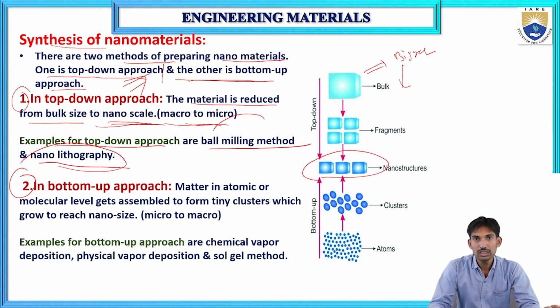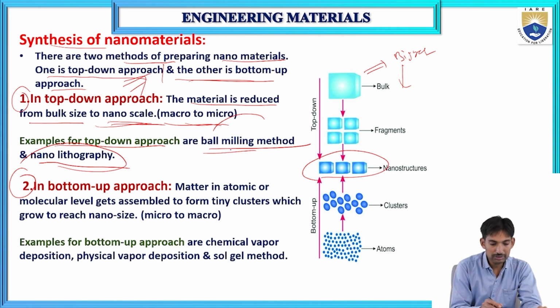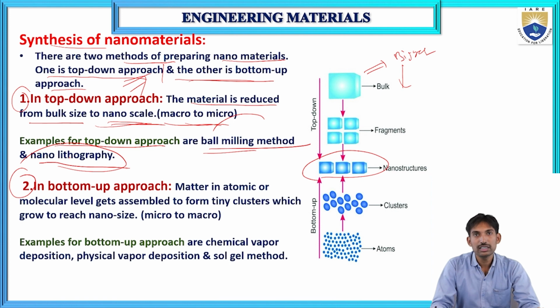In the top-down approach, the bulk molecule is converted into small molecules or nanoscale molecules. Here macromolecules are converted into micromolecules. The examples for the top-down approach are the ball milling method and nanolithography.